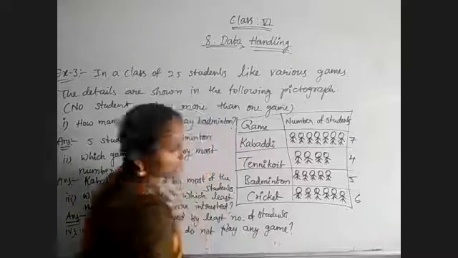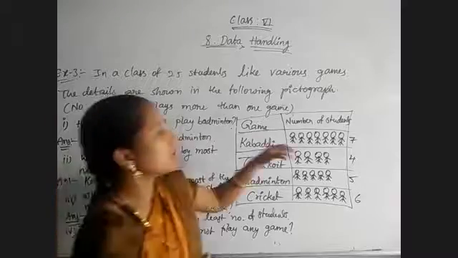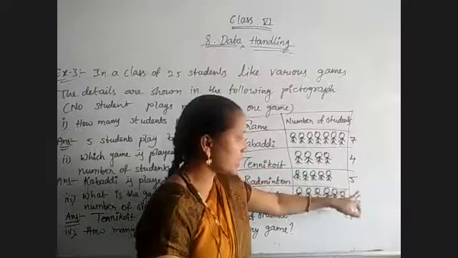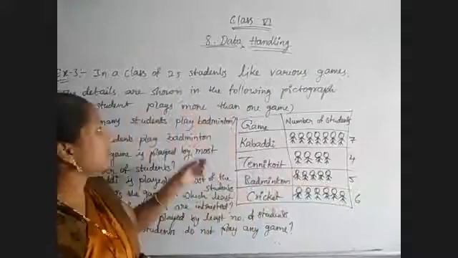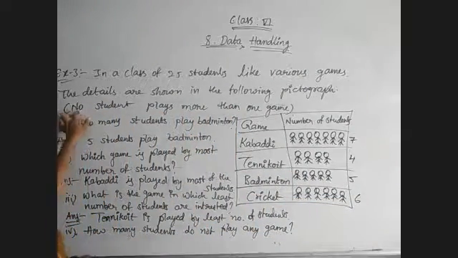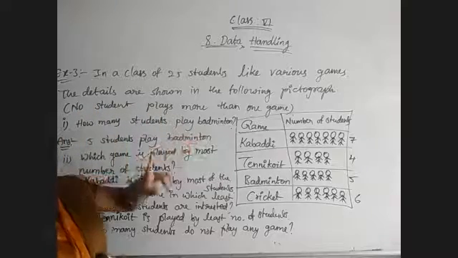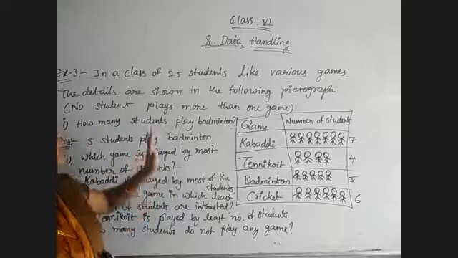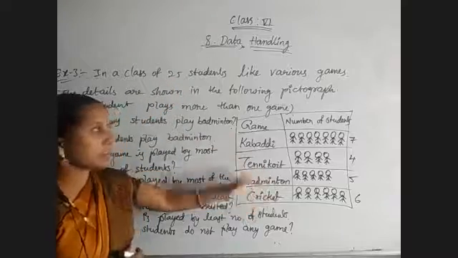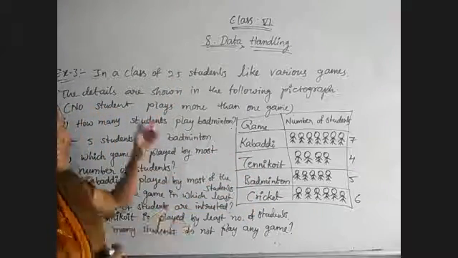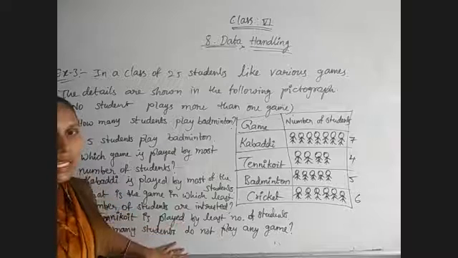For that, first of all, how many students are playing the game? We have to see. 7 plus 4, 11. 11 plus 11, 22 students are playing any one of the games. And here they are given one note also. No student plays more than one game. Means one person playing one game. So out of 25, only 22 students are playing. Means remaining students are not playing. So 25 minus 22. That means 3 students are not playing any game.